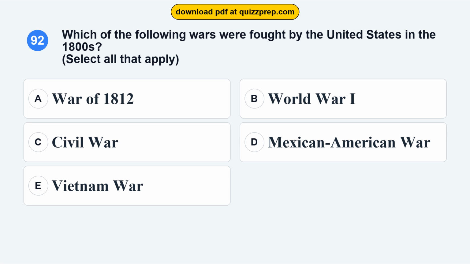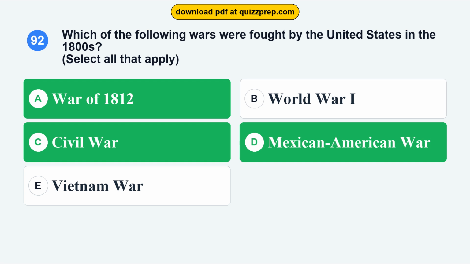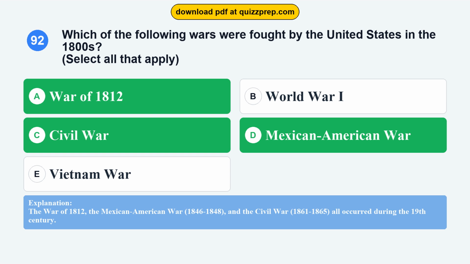Question 92. Which of the following wars were fought by the United States in the 1800s? Option A, War of 1812. Option B, World War I. Option C, Civil War. Option D, Mexican-American War. Option E, Vietnam War. The correct answers are options A and C and D. War of 1812. Civil War. Mexican-American War. The War of 1812, the Mexican-American War, 1846 to 1848, and the Civil War, 1861 to 1865, all occurred during the 19th century.